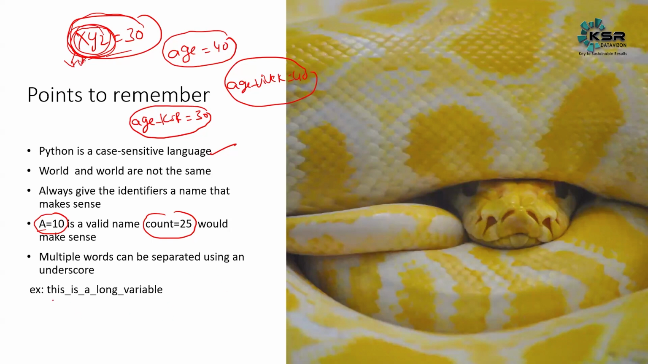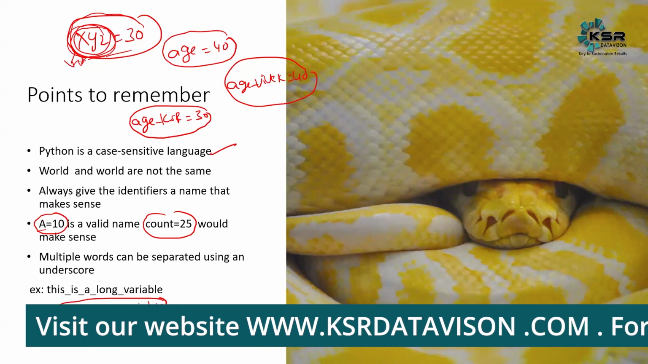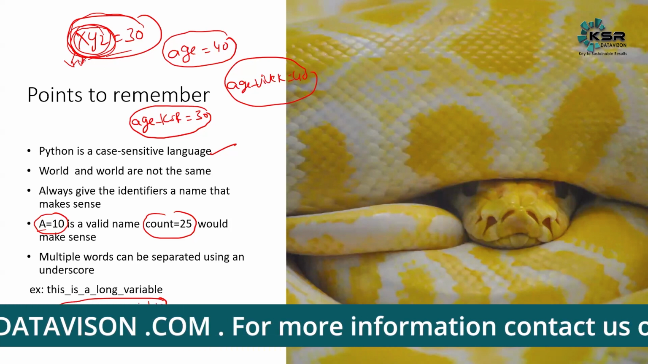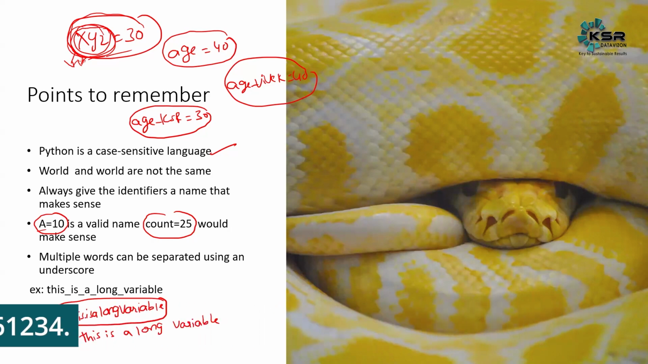If I use multiple words, for example, this is a long variable. If you read this entire thing, does it have any meaning in the English language? Ideally there should be spaces, right? But as space is not allowed, to separate each word, always prefer to use underscore, like this: this_is_a_long_variable.